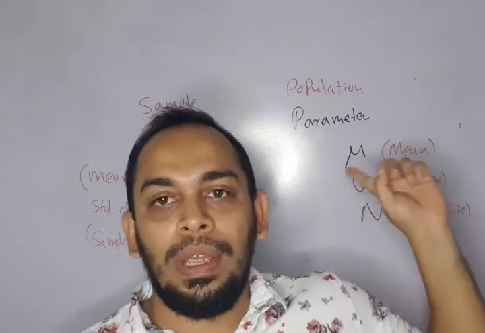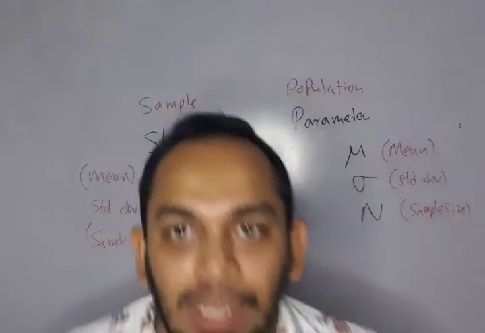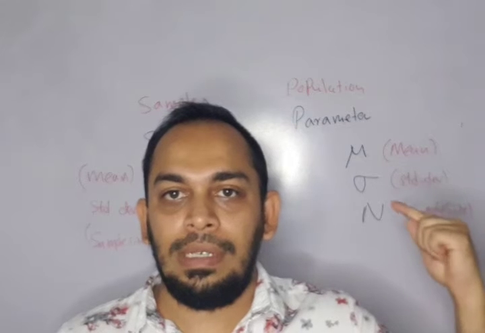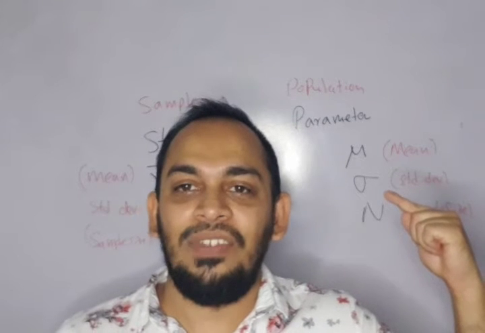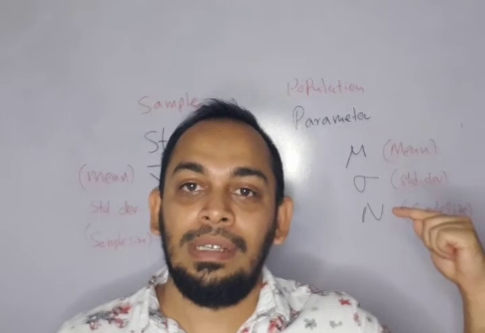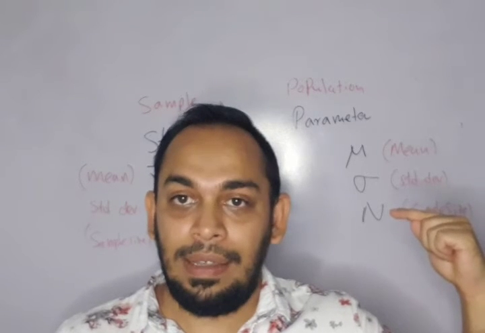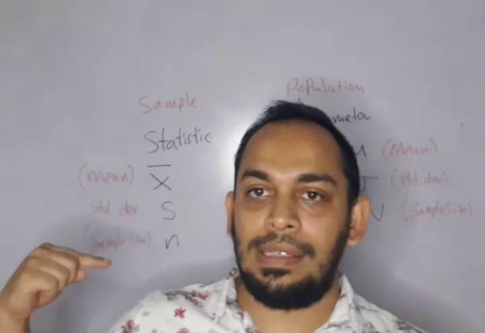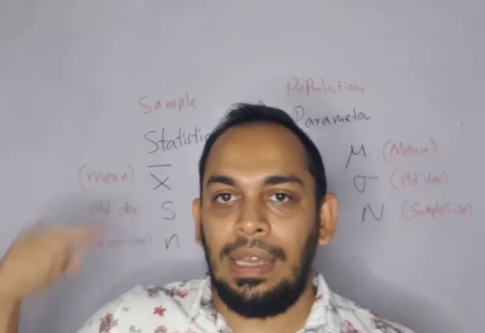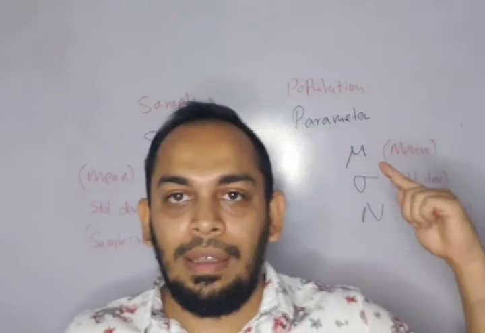So mu over here, mu represents the mean of the population. Mean of the population, and sigma represents the standard deviation of a population. Then capital N represents the number of the population size. This is the population size. This is the sample size. Small n, capital N, S, sigma, then x bar, then mu.